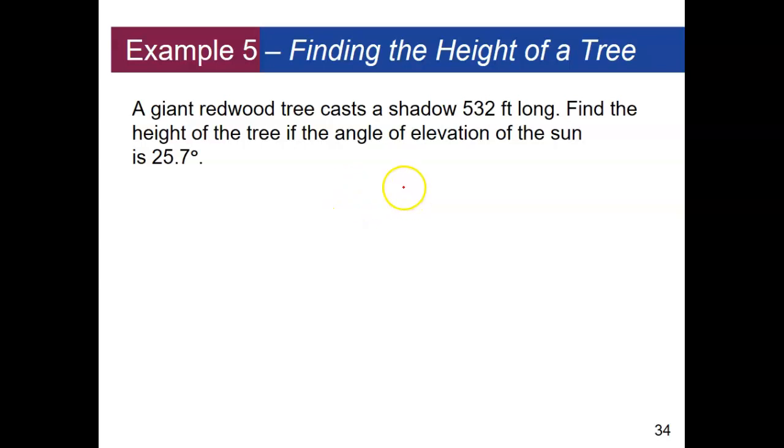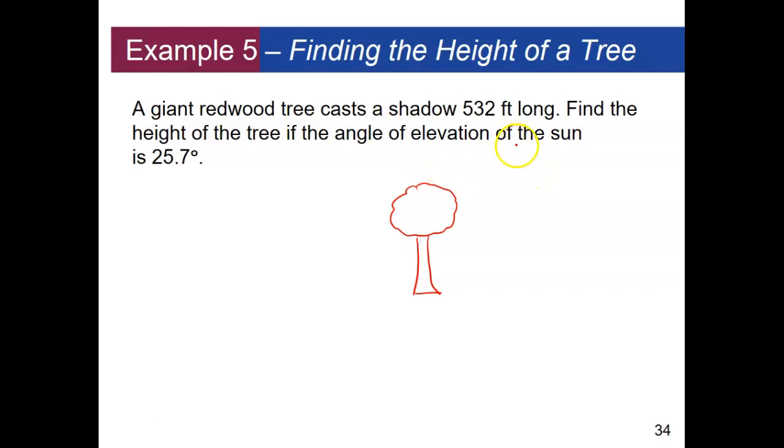Okay, so we're going to draw out what is being described to us here. So we've got our tree, and hopefully you're a better artist than I am, but here's our giant redwood tree, and it casts a shadow. This is, for some reason, confusing to people, but I want you to think about where, if you were standing outside, your shadow is going to be. Your shadow is always going to be on the ground, okay?